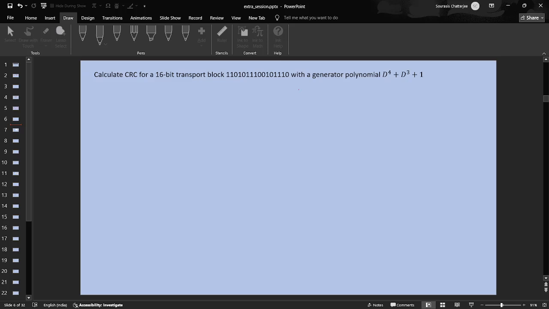So we are given a transport block of size 16 bits. We have a generator polynomial. How am I supposed to get the CRC? If we are given D to the power 4 plus D to the power 3 plus 1, it will be 11001. So I have these two sequences. How to use them?